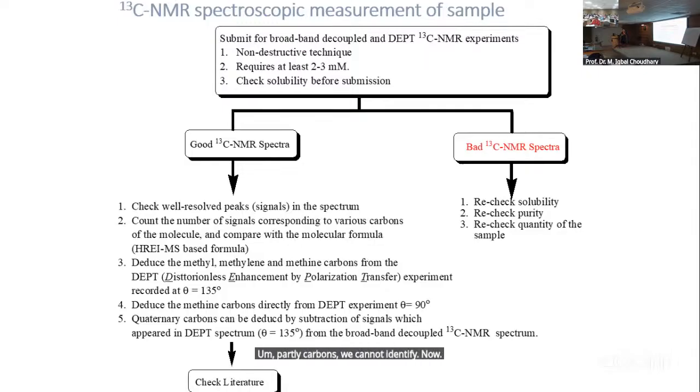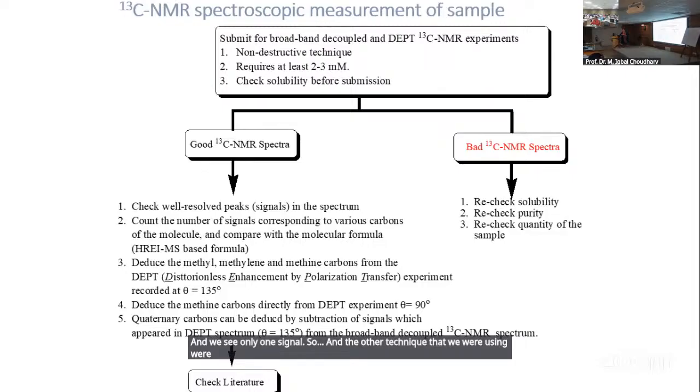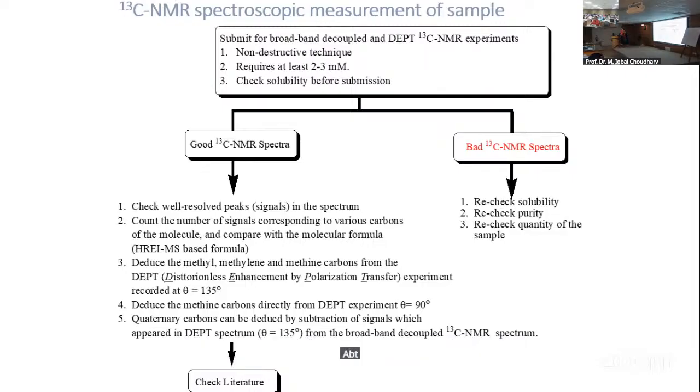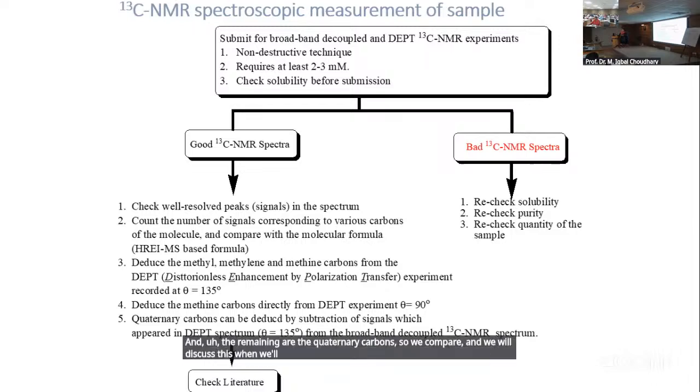Now we are using DEPT, and we see only one signal. The other technique we were using was APT, which has different peaks. Now our life is much easier. In the DEPT spectrum, we know these are CH, these are CH2, and the remaining are quaternary carbons. We compare, and we will discuss this when we discuss the interpretation.